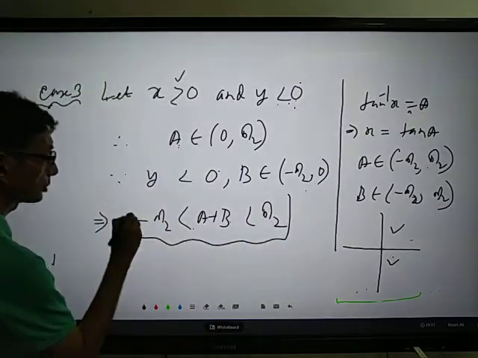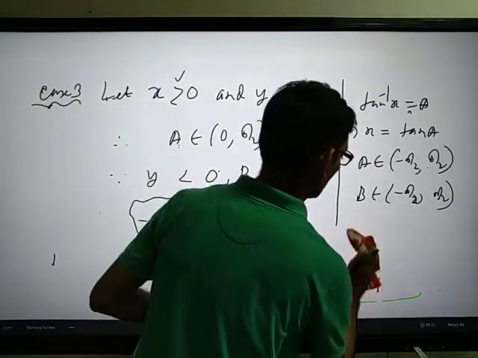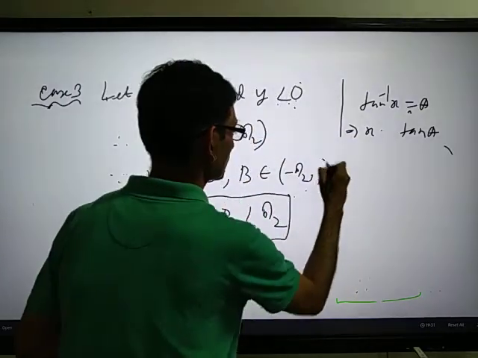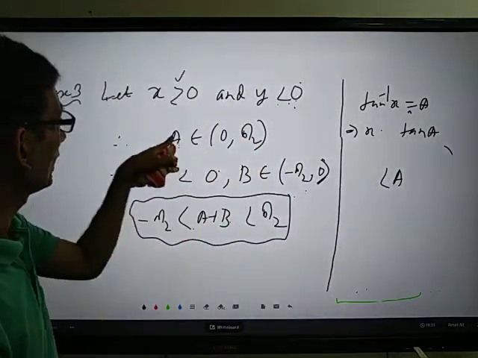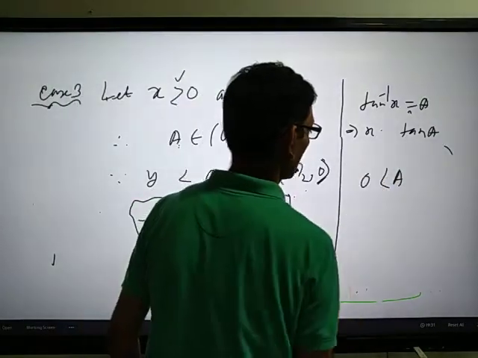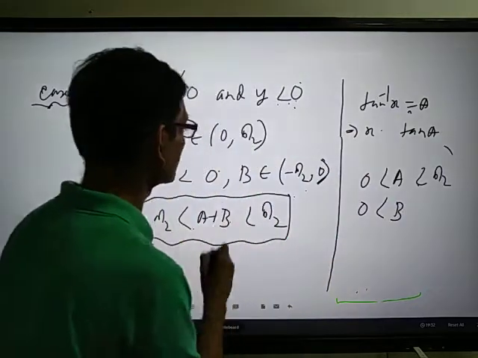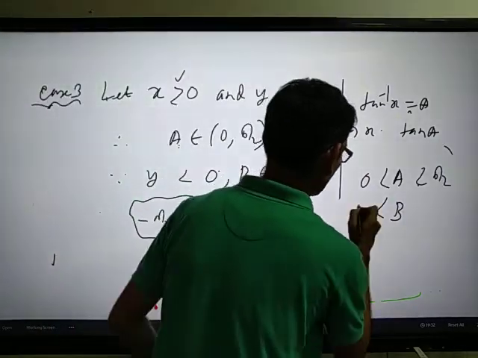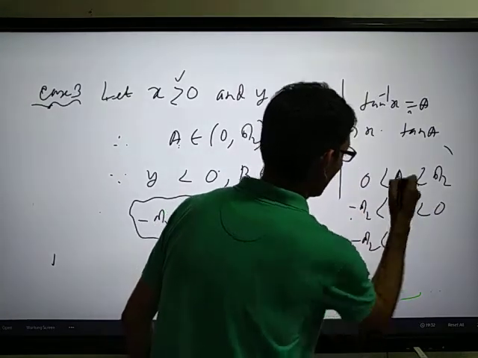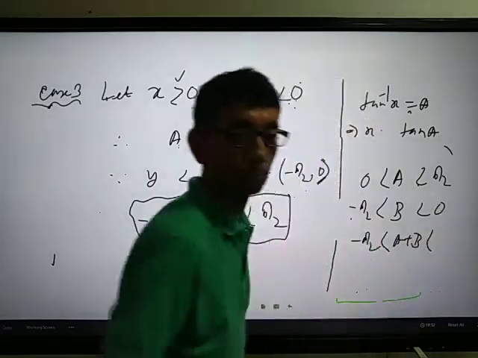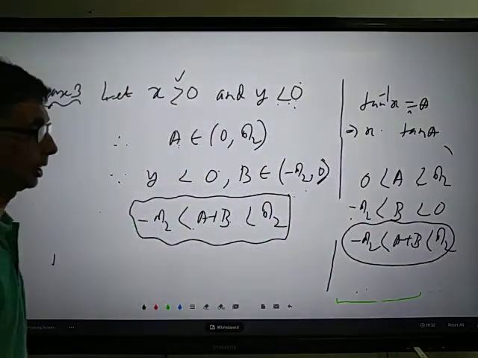I hope these steps are not difficult for you to understand. Let me explain these steps once more. How did I get this? Refer to these steps. a belongs to 0 to pi by 2, so a is greater than 0 and less than pi by 2, and b is greater than minus pi by 2 and less than 0. If we add these, minus pi by 2 plus 0 is minus pi by 2, and pi by 2 plus 0 is pi by 2. So that's what I have written: a plus b lies between minus pi by 2 to pi by 2.